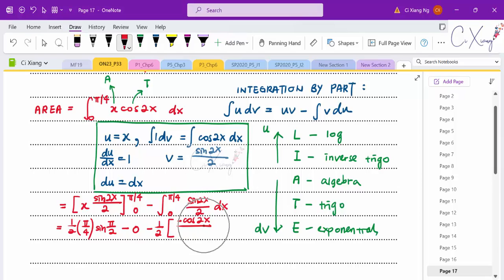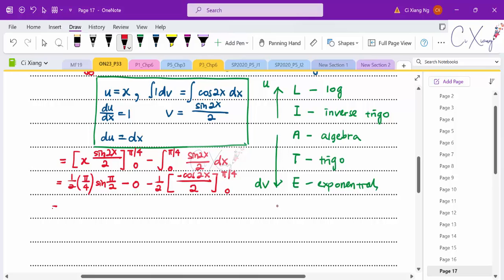Then after that, I have to differentiate the angle inside the trigo. The angle is 2x. Differentiate 2x, we're having a 2, right? So in integration, you have to divide it by 2. Again, I'm having the limit pi over 4 and also 0. Next step, trying to simplify my answer here. I'm having pi over 8 sine pi over 2, which gives you a value of 1.